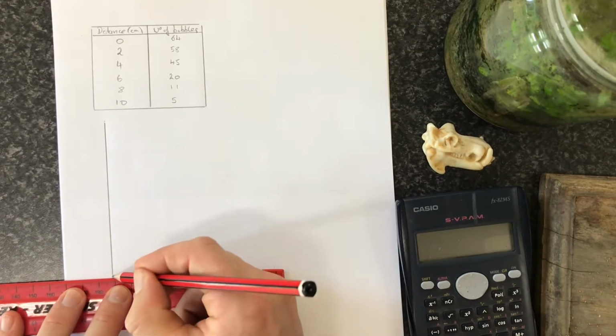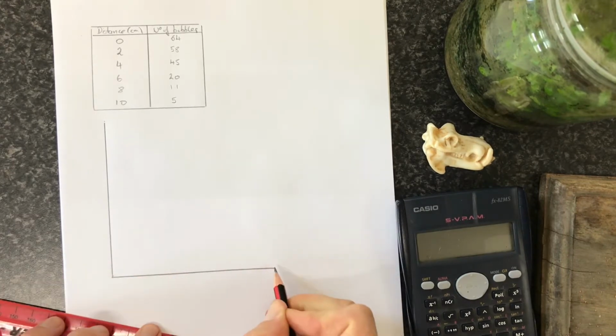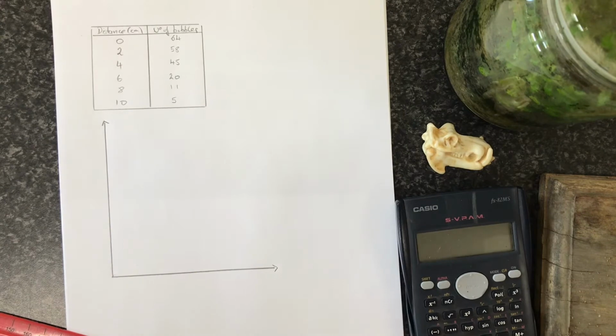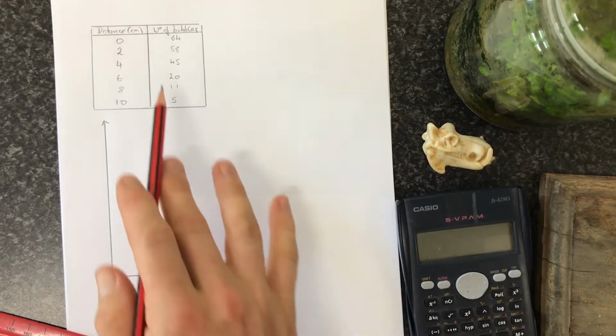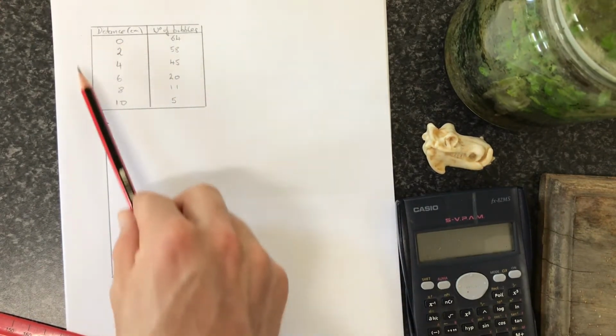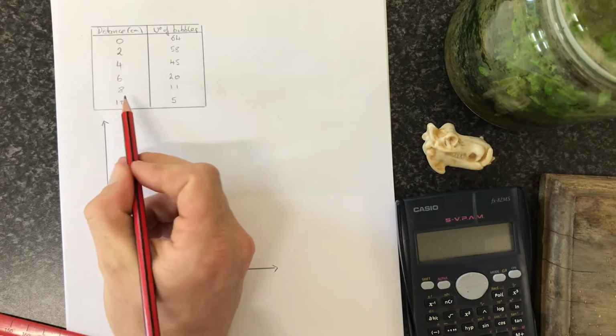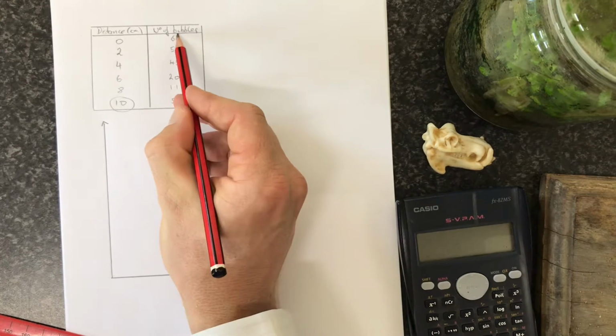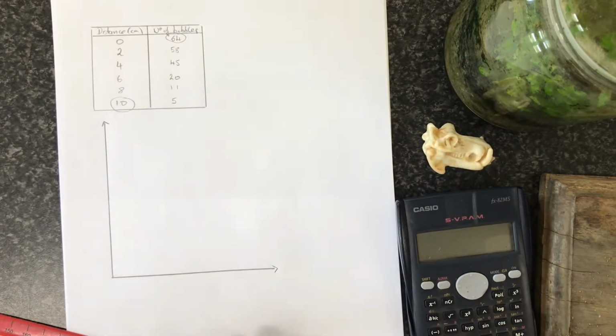So first of all, you need to draw on the lines your axes, our x-axis across the bottom and our y-axis going up the top. Now, then what you want to do is look in your data table, and this column on the left is going to go on the x-axis, the column on the right on the y-axis. And you want to look for the highest number in each one, and maybe you can just circle it so you can see what we're doing. So my highest number here is 10, highest number here is 64.